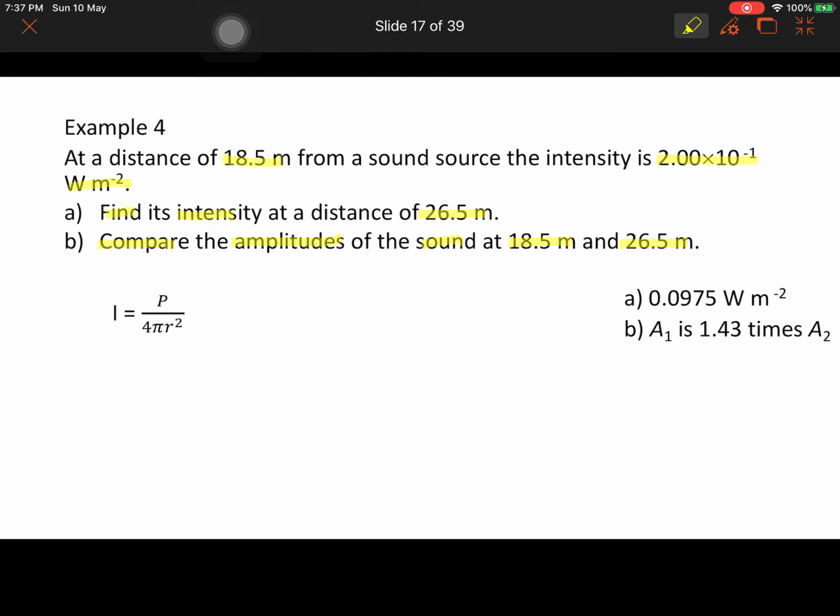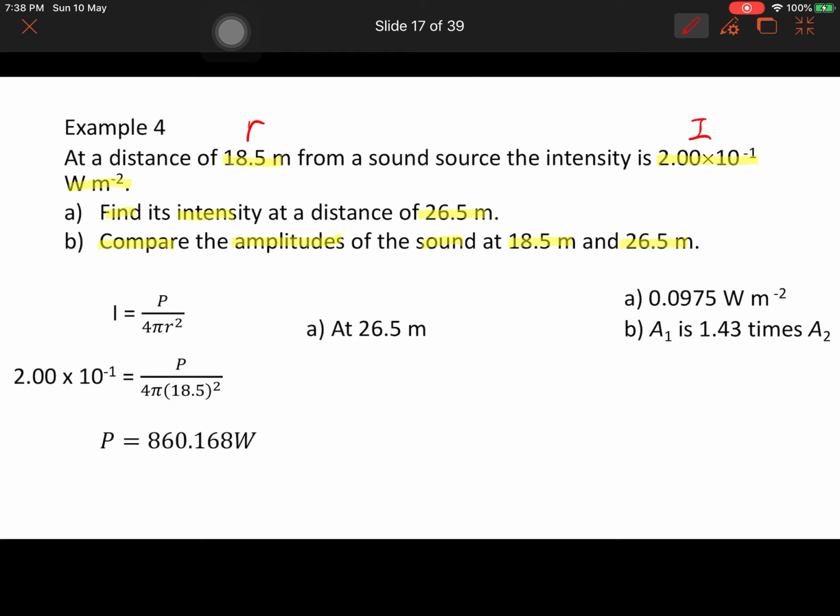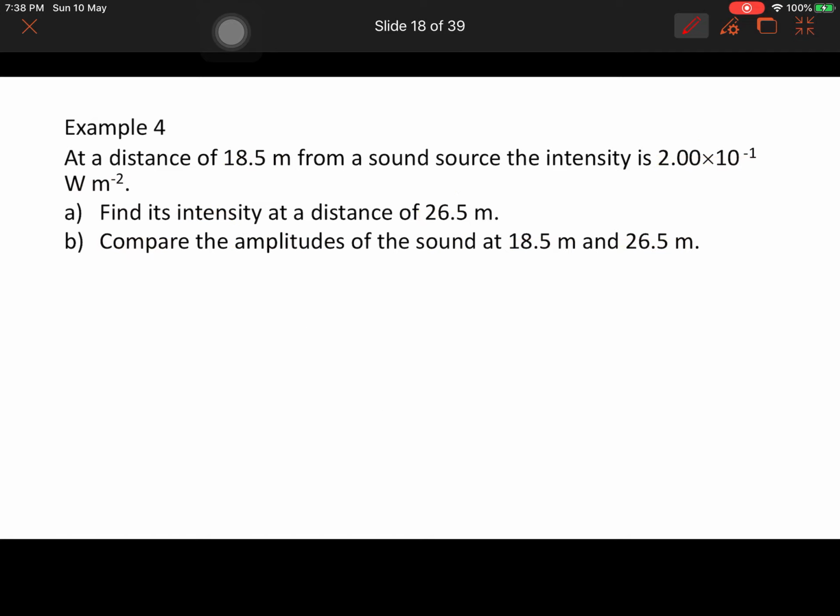So for part A, I use the formula I equals P over 4 pi r square. I know that this is my R. I know that this is my I. So I want to find P first. I substitute R and I in. I can find that P is 860.168 watts. Now at 26.5 meters, the intensity equals power, power being this value, divided by 4 pi times this new R square. So you get 0.0975 watts per meter square.